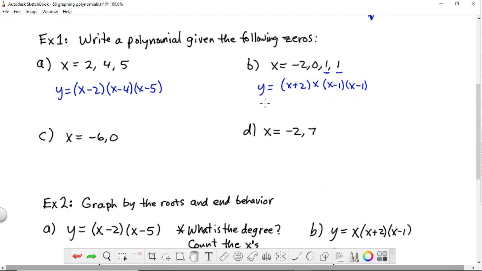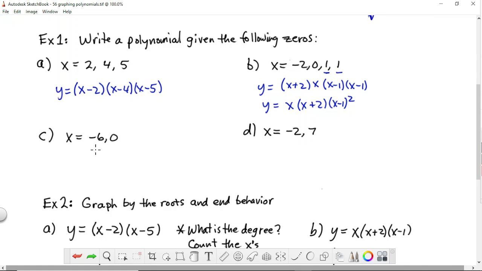Now we won't just leave it like this. We need to simplify this a little bit. We'll put the x out front. We'll write x plus 2, and then we'll write x minus 1, that quantity squared, okay, to show that it's there twice. Okay? So let's look at the next one.